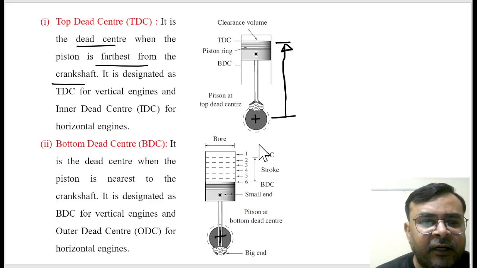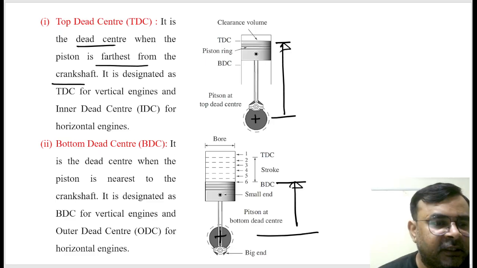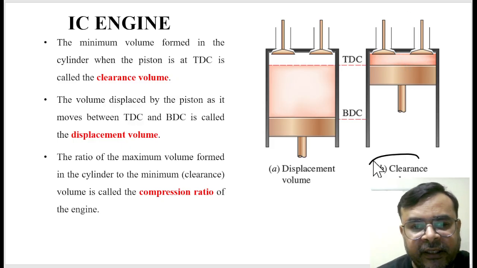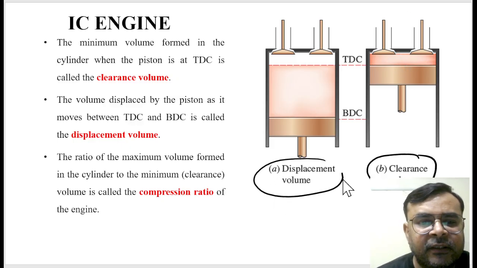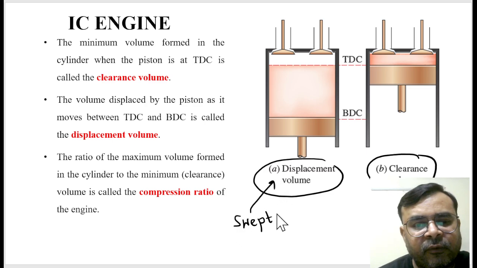And of course, we always measure from this, and similarly here we measure from this, correct? So the nearest position is called bottom dead center, is it right? And you can say this is called clearance volume, which is already written here. And this swept volume is also called displacement volume, is it right? So don't be confused with this. This is a swept volume.